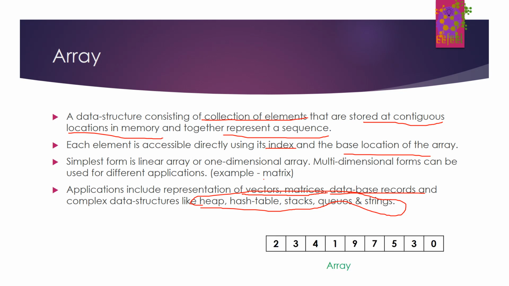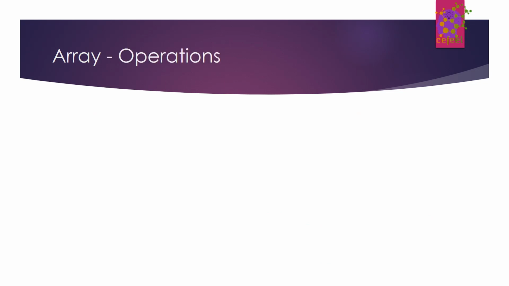Here is an example of an array. This array has 9 elements, which starts from 2 and ends at 0. These elements 2, 3, 4, 1, 9, 7, 5, 3, 0 are stored one after the other, and the entire collection of elements is called an array. Let's now go ahead and see what the different operations are that are possible in an array.